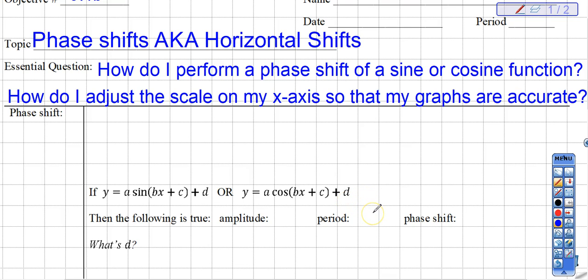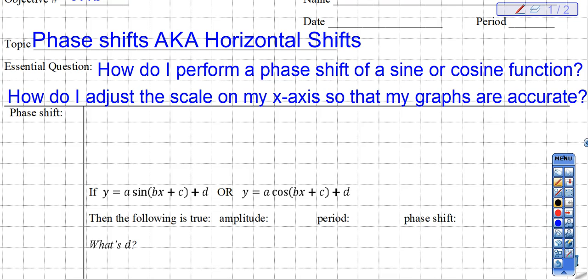And so the word of the day is persevere. You know, when I say that means that you might have to wrestle with the content a little bit, think about it a bit. Okay, so let's talk about what is a phase shift.